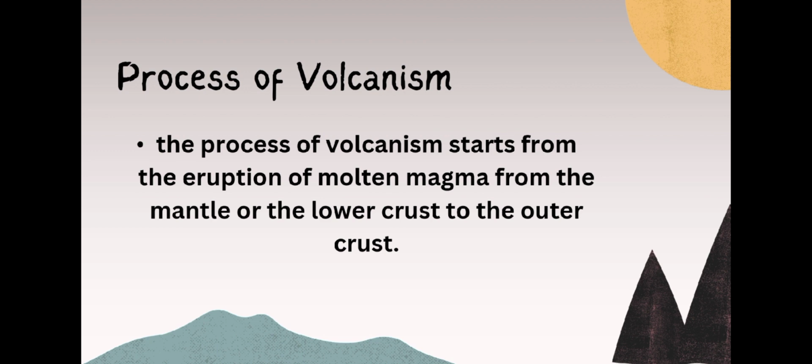It is formed by the melting of the Earth's mantle. Magma forms when the rock reaches temperatures high enough to melt them. Most rocks begin to melt at temperatures between 800 to 1200 degrees Celsius. Let's now watch the introduction of volcanoes.